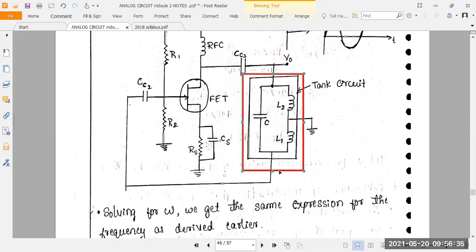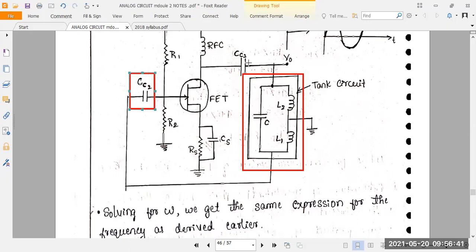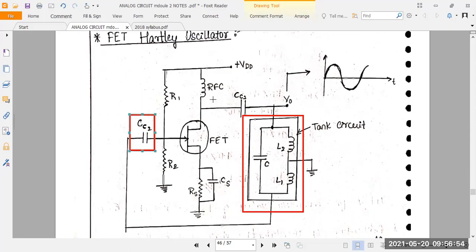Then the output of the feedback network goes again to the input of the gate by using coupling capacitor 2. Okay, first you take the output here. Okay, the output is connected to coupling capacitor 1. Then it is connected to the input of the feedback. Then the output of the feedback is connected again to the input of the amplifier, that is the gate. Understood? So from the amplifier we got 180 degree phase shift, and from the feedback network we got 180 degree phase shift. So the output will now get 360 degree phase shift. Understood?